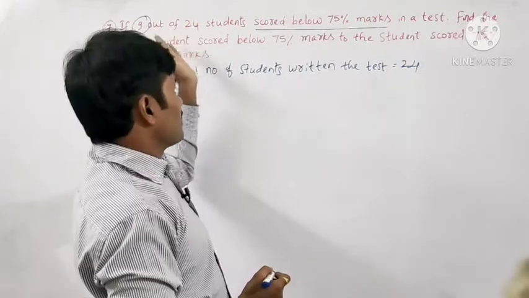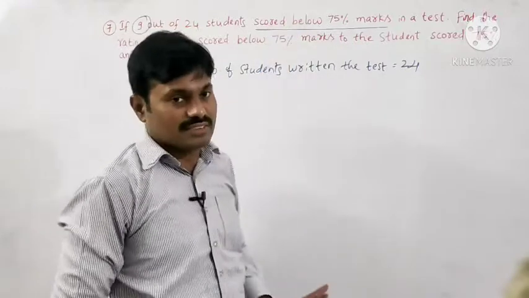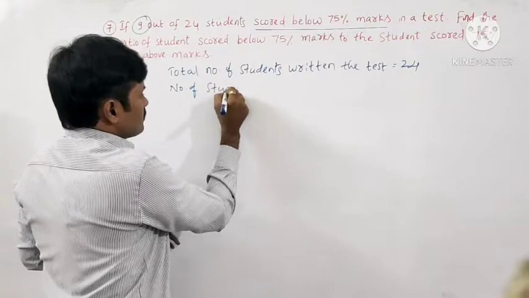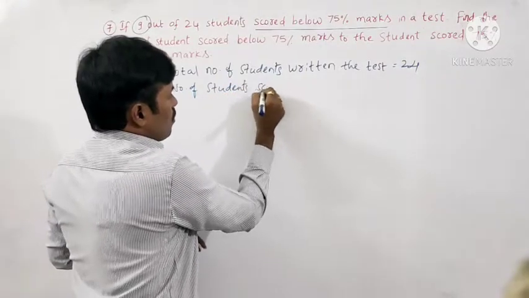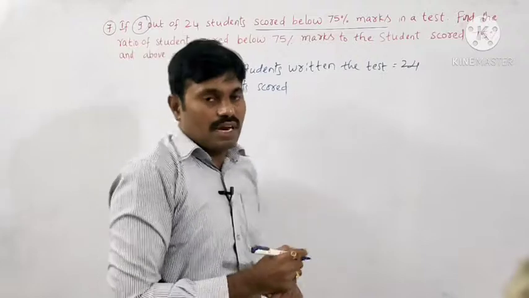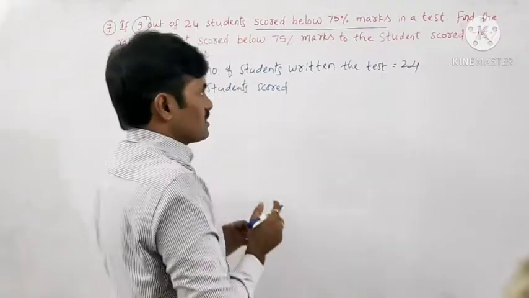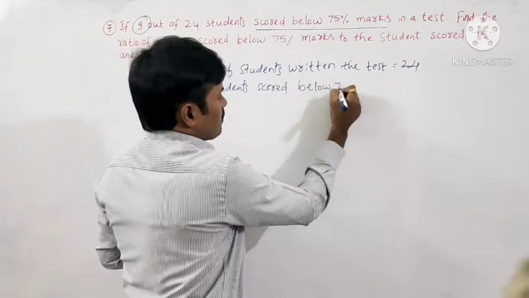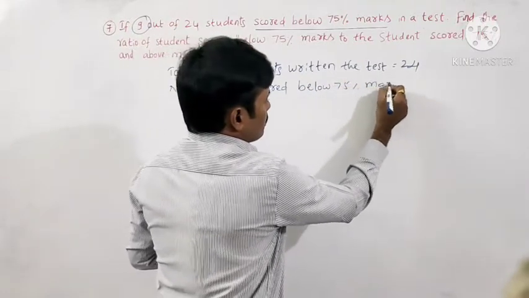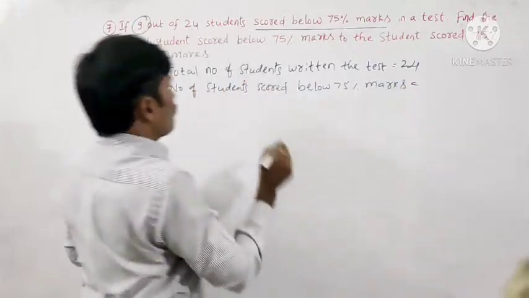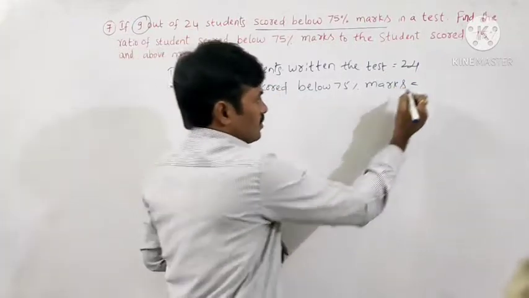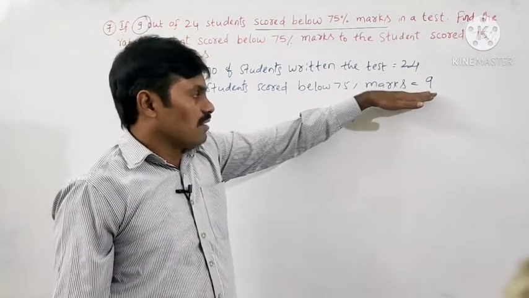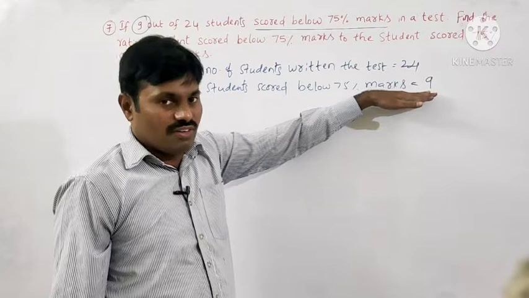In that, 9 members secured below 75 marks. So okay, how many members? Number of students scored below 75% marks. How many members scored according to the question? 9 members. So 9 members secured below 75% marks.